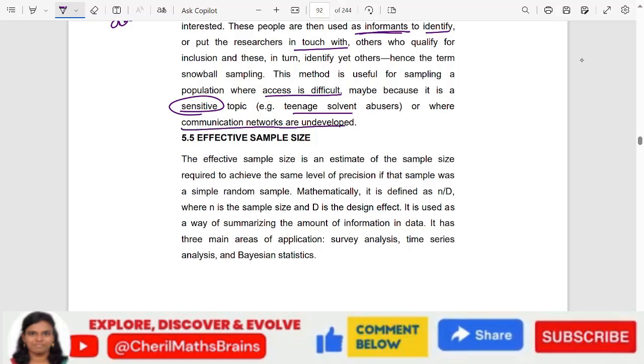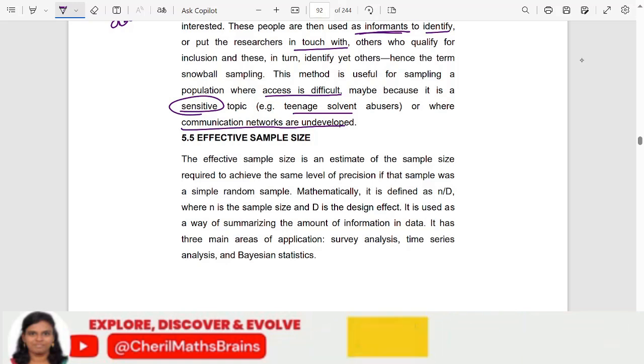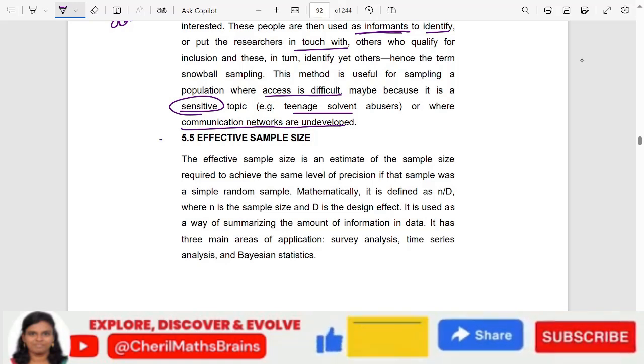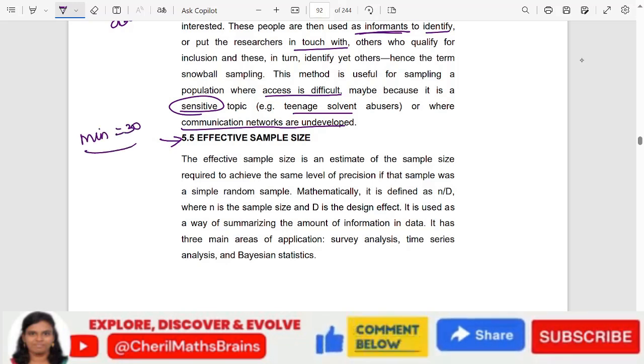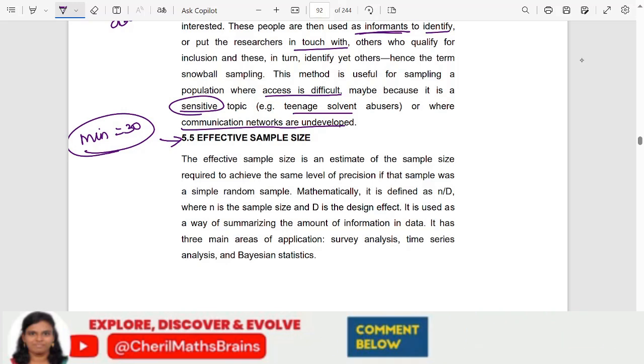The next one is the final topic in this lesson, that is effective sample size. We already saw about this. The minimum is 30, we saw. For this you also have a formula.